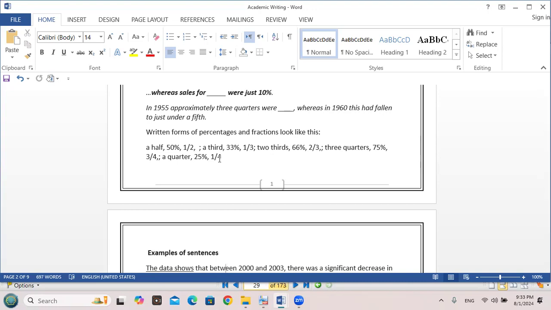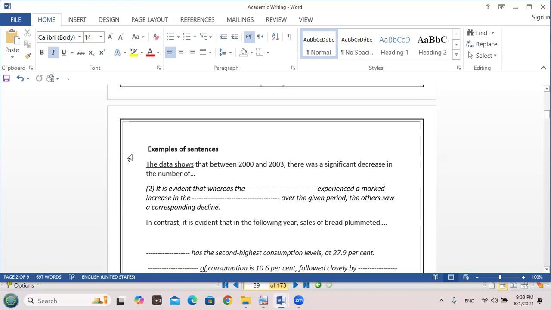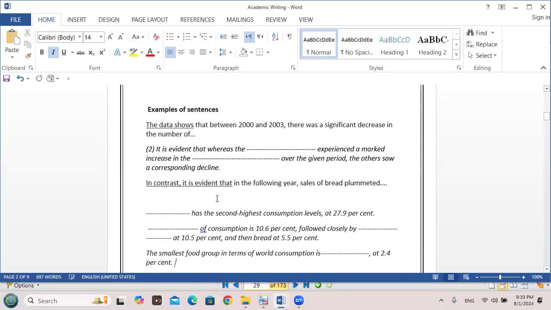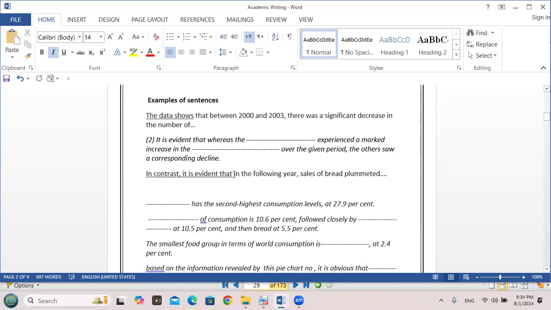Here we have this one, the data shows that between 20 and... between is always used with and. From 2 and between ends, there was a significant decrease in the number of, and this could be a main idea of body 1 or body 2. Again, we have these sentences. As I told you, you can use this one in contrast. This is the beginning of body 2. As I told you, you always have groups in different passages, not all the time, but yes.